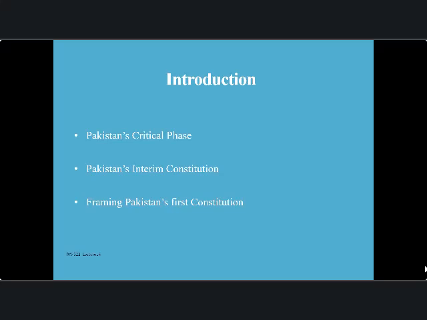So students, this chapter will guide you through this journey in three key parts. First, we will examine the Government of India Act 1935 and its role as Pakistan's interim constitution. Second, we will review the work of the Basic Principles Committee. Finally, we will analyze the reasons behind the long delay in framing Pakistan's first constitution in 1956.